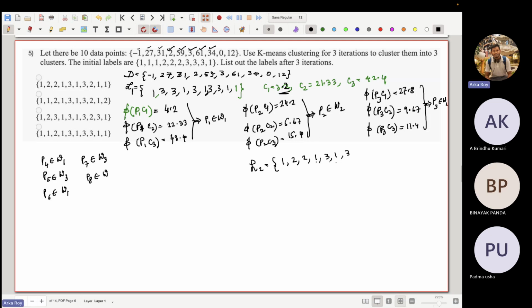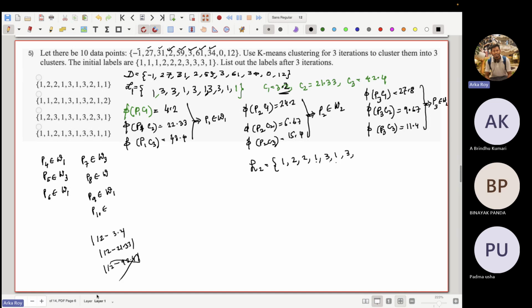Then again I have got 3. Okay. So I'm left with P8, P9, P10. So P9, we can see it is 0, so it is near to omega 1. P10 is 12. So for the 12 case, you will get mod of 12 minus 3.2, mod of 12 minus 21.33, mod of 12 minus 42.4.